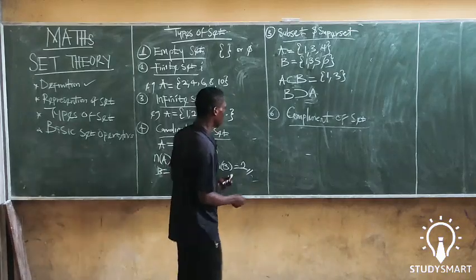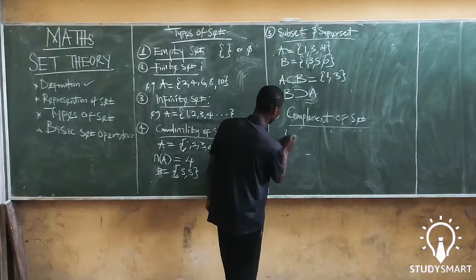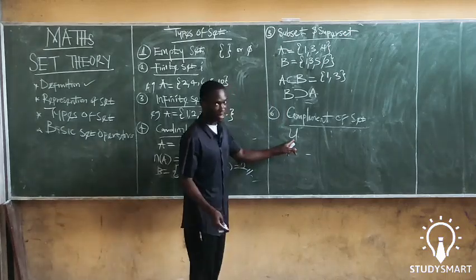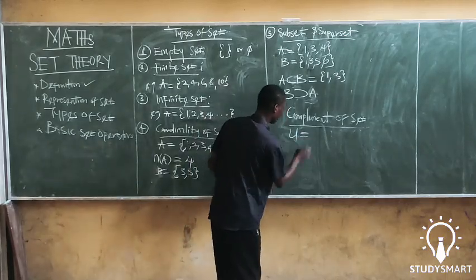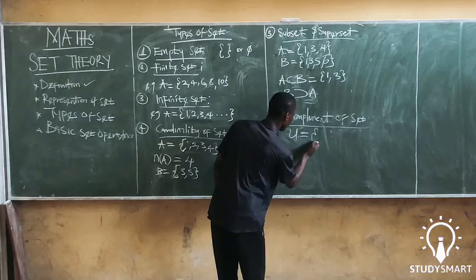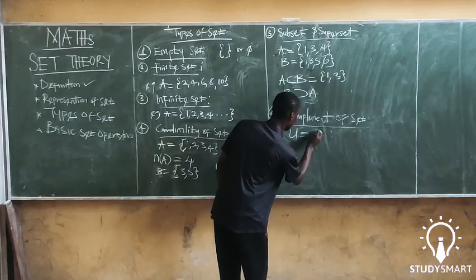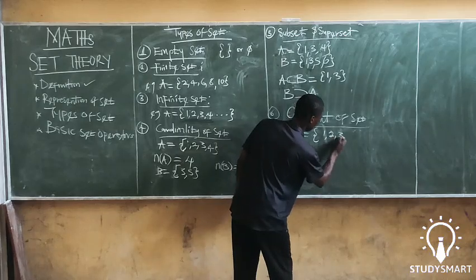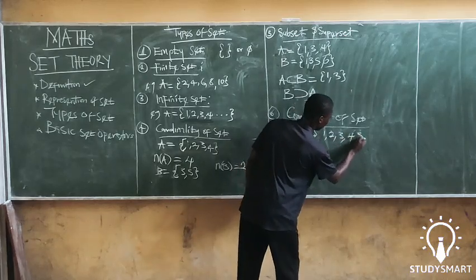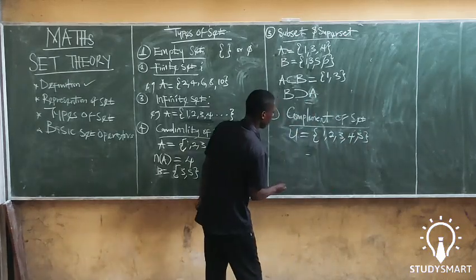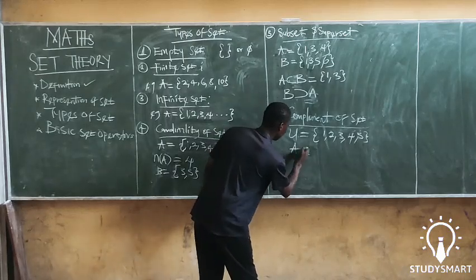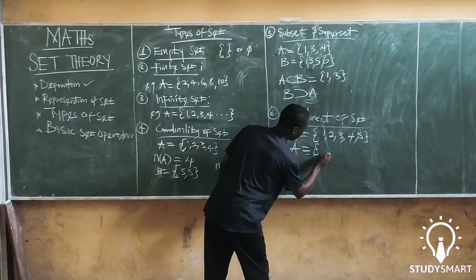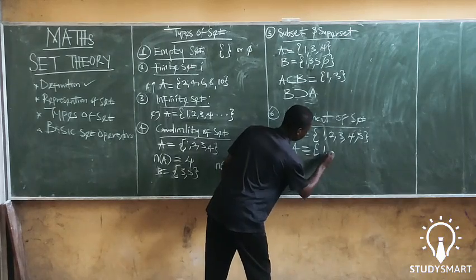What that means is that if I have a universal set U, it's being denoted with this. This is a universal set, is equal to, let's say 1, 2, 3, 4, let's stop at 5. And I have a set A, which is 1, 2.